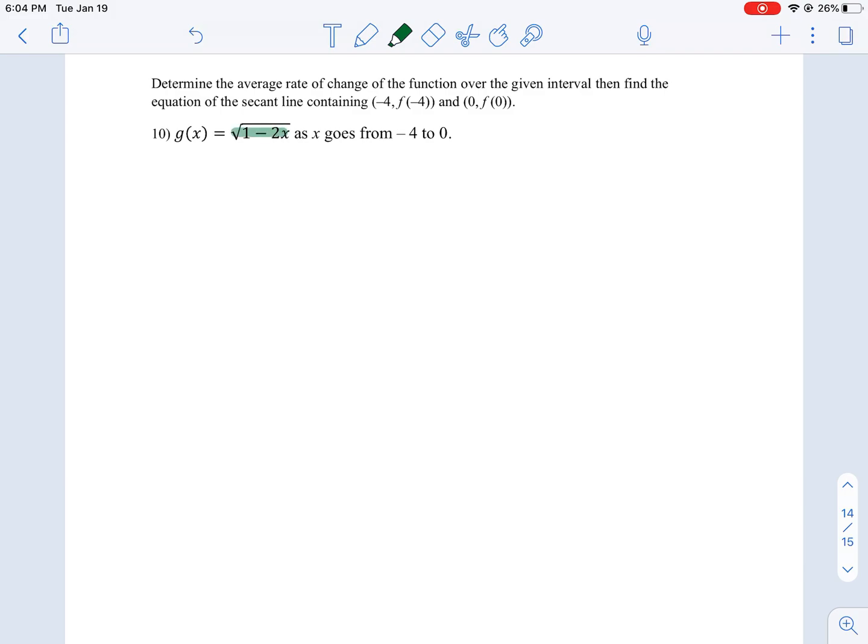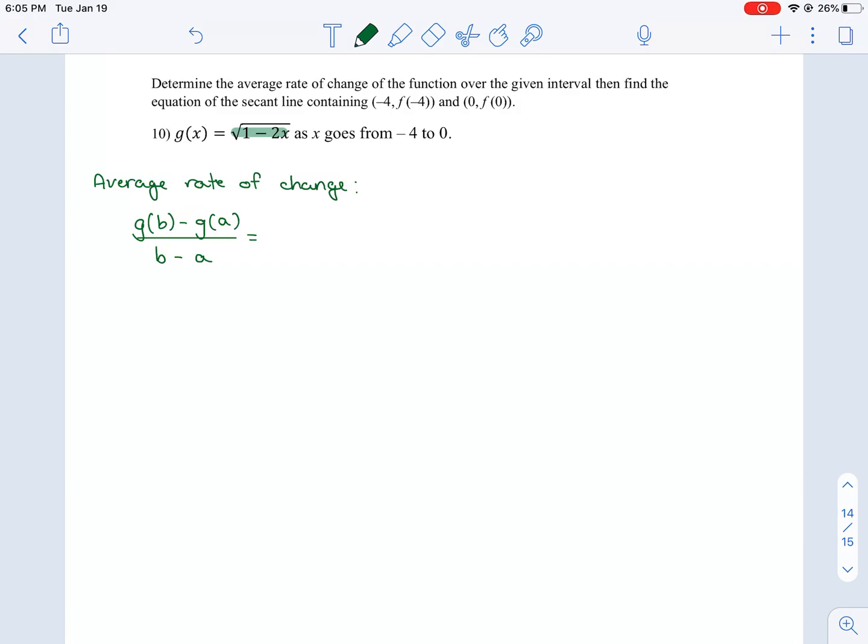And I want to find the average rate of change of that function between the points x is equal to -4 and x is equal to 0. So I'm going to start by applying the average rate of change formula. And that is going to be, in this case, g of b minus g of a divided by b minus a.